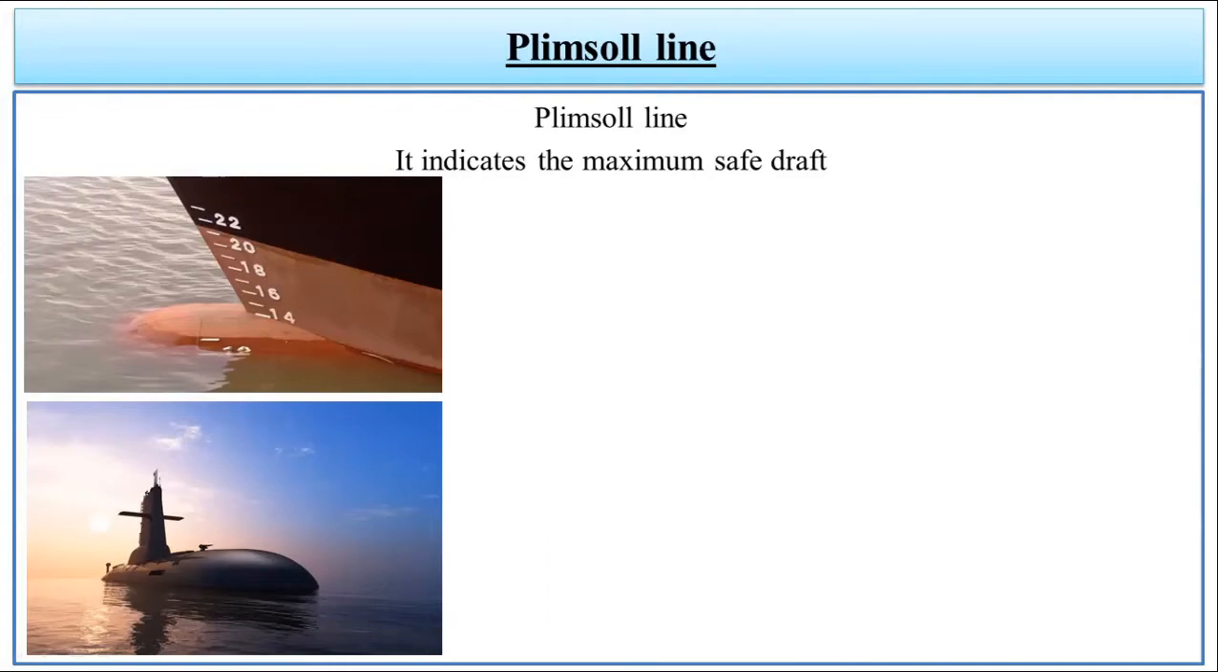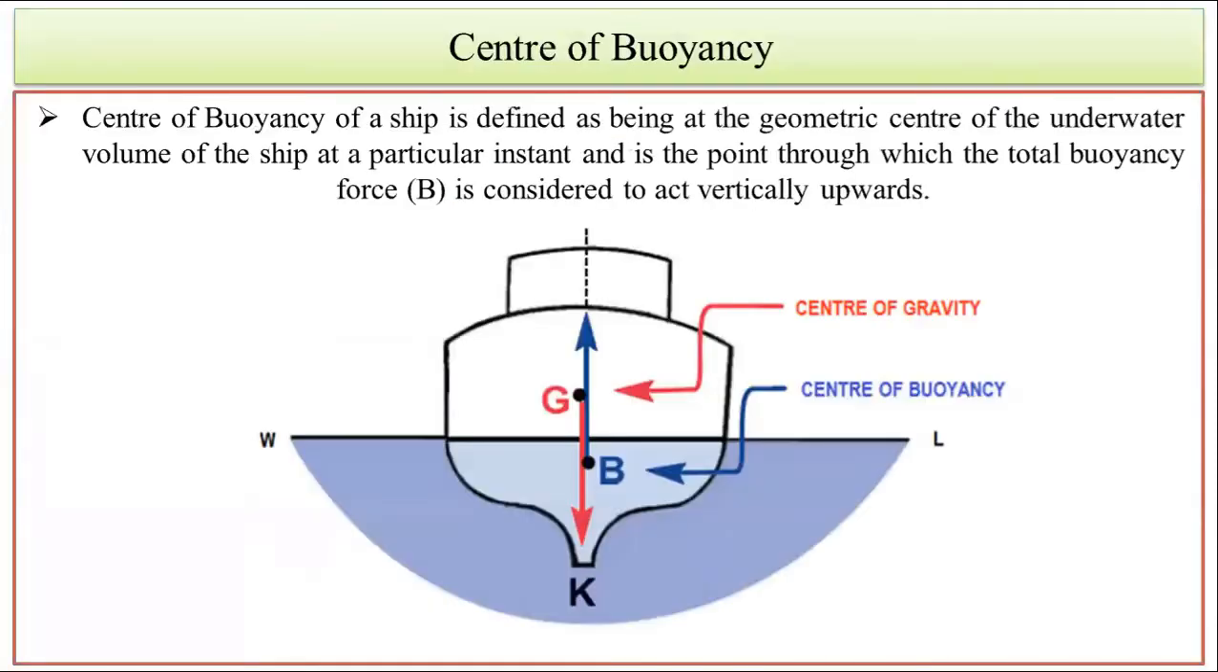Now let's move to the next topic, where we are going to discuss the center of buoyancy. When we call for the center of buoyancy in simple language, we can define it like this: the center of buoyancy of a ship is defined as the geometrical center of the underwater volume of the ship at a particular instant, and is the point through which the total buoyancy or buoyant force is considered to act vertically upwards.